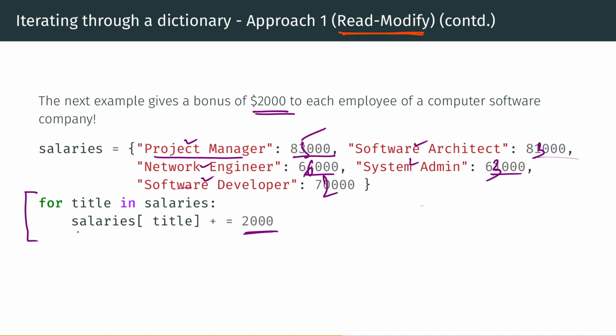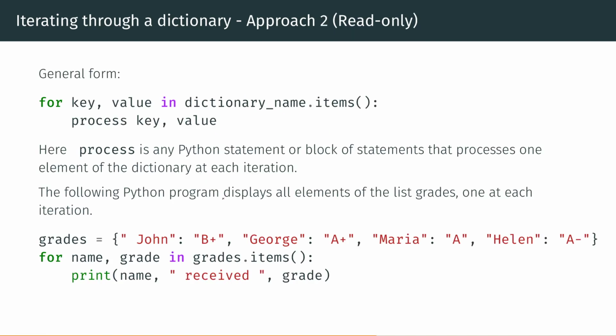Okay, so when you say salaries[title], you have access to the very element, you have actually read-modify access to this element. Okay, so this is how we can modify a dictionary. On the other hand, there is another approach in which you cannot modify the elements in a dictionary. It's just a read-only approach. So you iterate through the dictionary, but you can only read the elements.